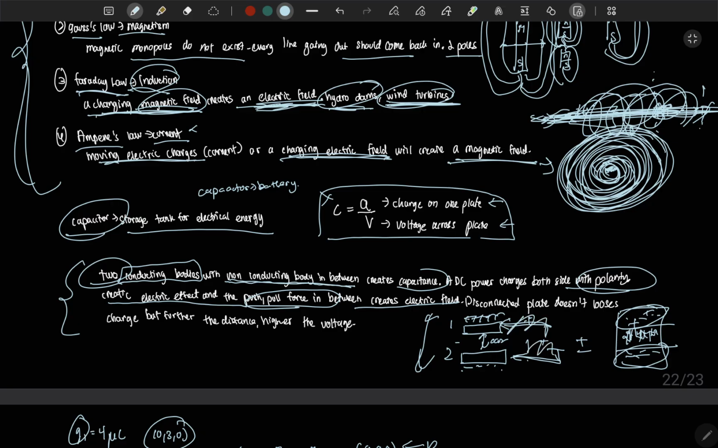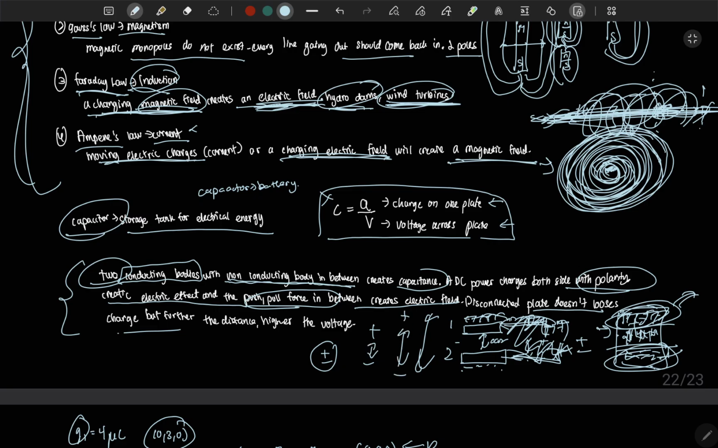Now if we disconnect this, while charging it was getting the ions. If we disconnect it, it doesn't lose charge. The charged ions are still here. Just because it loses the charging mechanism doesn't mean that it's losing its ions. The positive and negative ions are still here. Now if we make the plates further apart, the higher the voltage becomes.